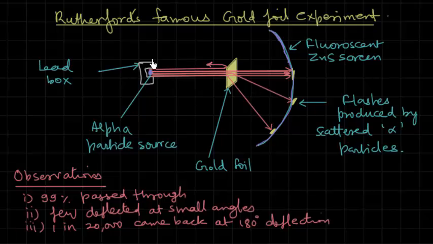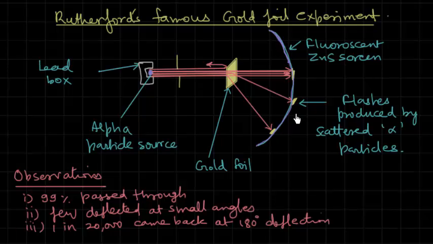Let's discuss the apparatus first. This is a lead box in which a radioactive particle is kept, which emits alpha particles. There will be a slit here which will focus these alpha particles on a gold plate. At the back of this gold plate there will be a screen. This will be covered with ZnS coating, the same ZnS coating which we put on our cathode tubes.